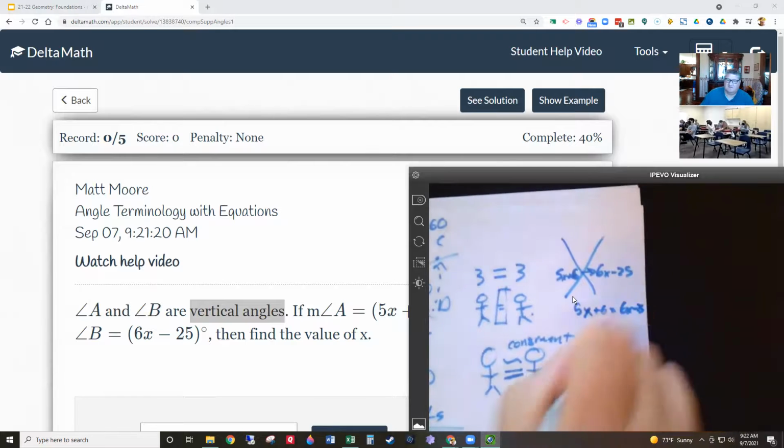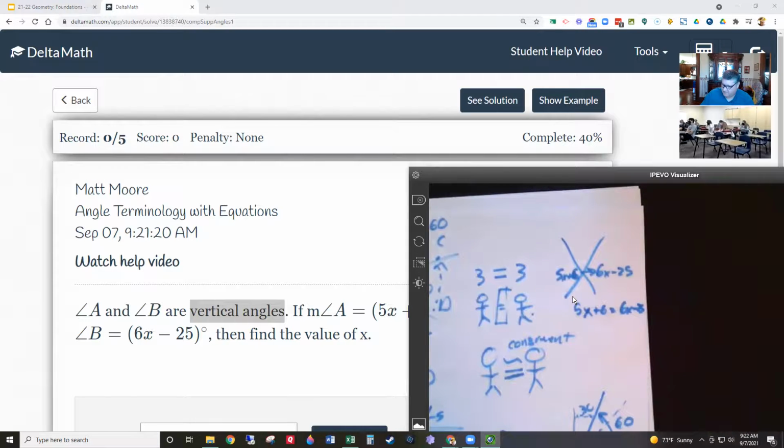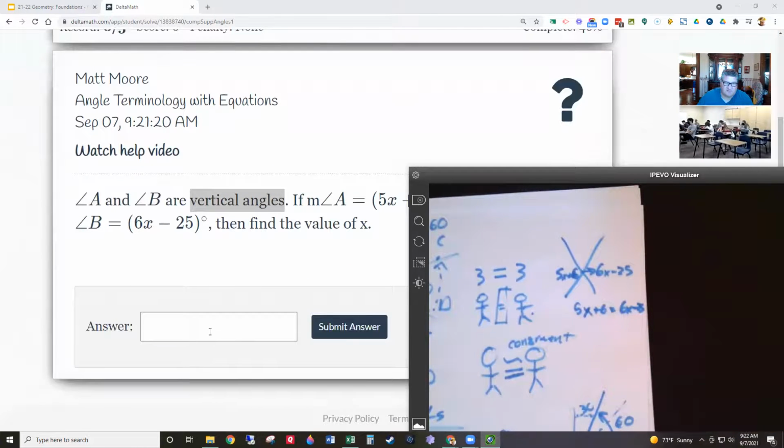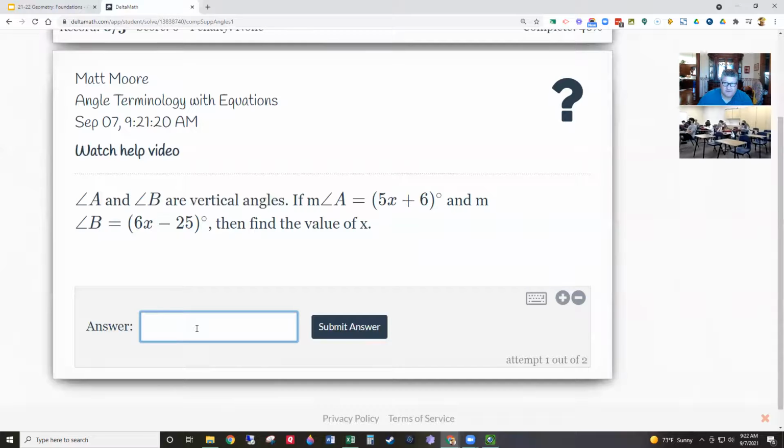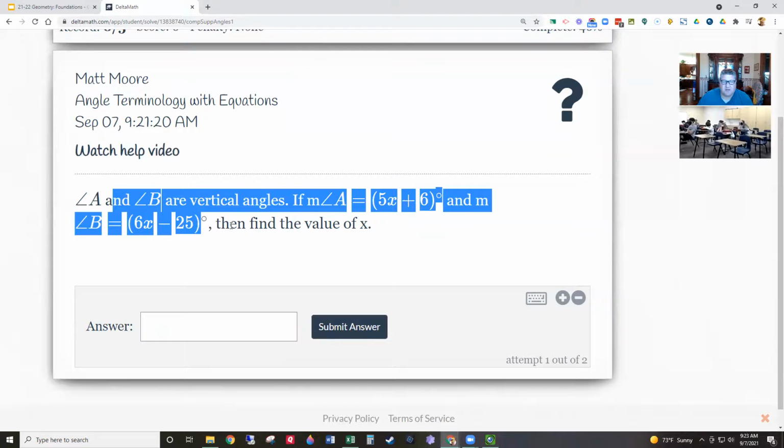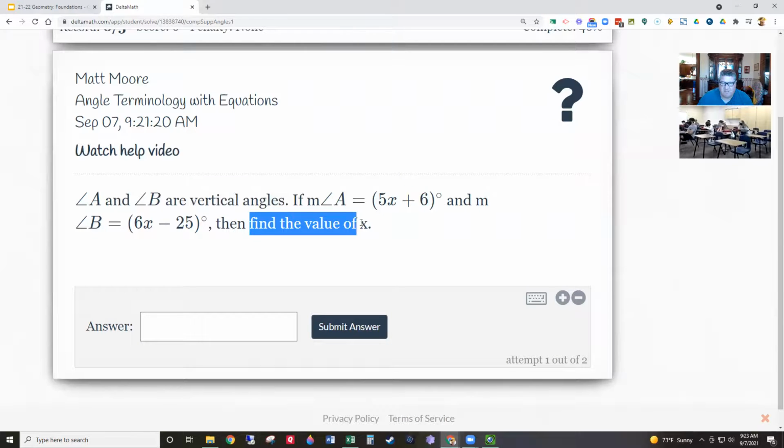At this point, can everybody solve that and get x by itself? Yes or no? Good. Now, if I just put the answer for x in here, is it going to count it right or wrong? Right. In this case, it says find the value of x. That'll be just fine. Could I have exactly the same problem, but it say find the value of angle A? Yes. I could, and you just have to plug it in. The kicker there is reading, reading, reading.